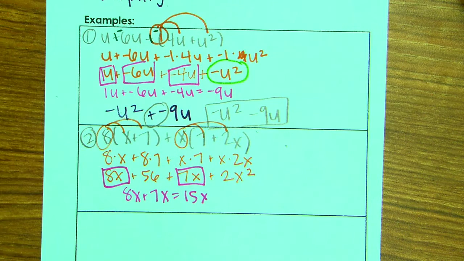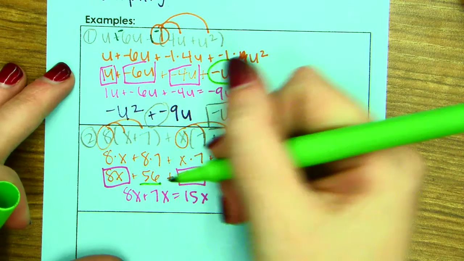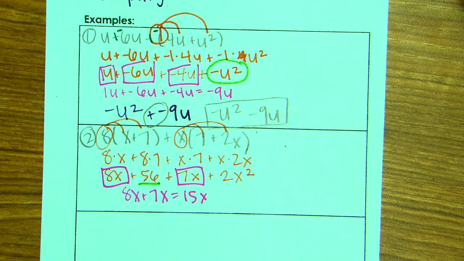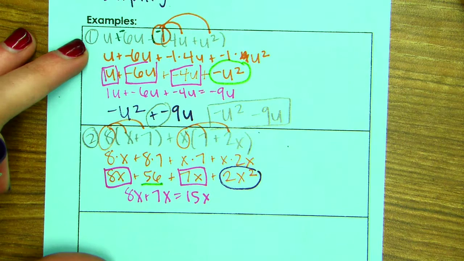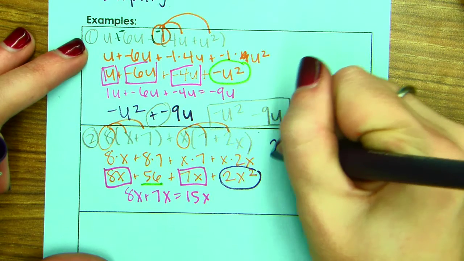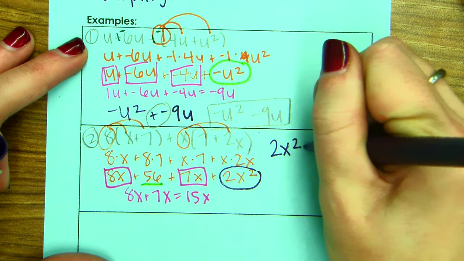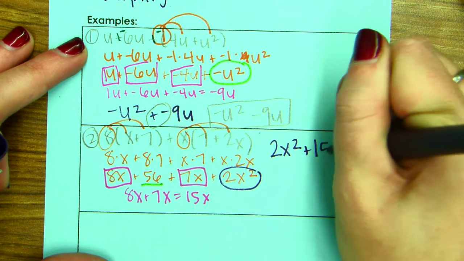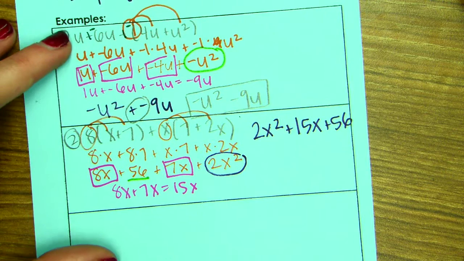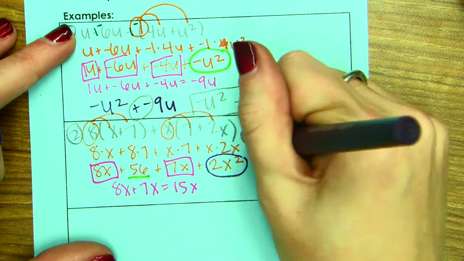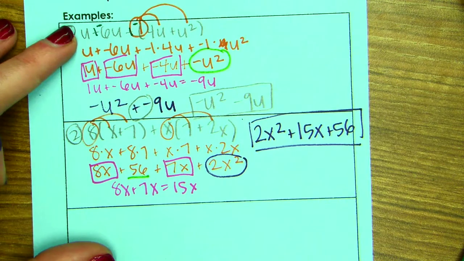The 56 can't be combined with anything because it's a constant term, and the 2x squared can't be combined with anything because it has a different exponent than the other terms with an x in it. So when I put this together into one expression, it would be 2x squared plus 15x plus 56. And there's no signs I can simplify there, so this is my final answer for example 2.